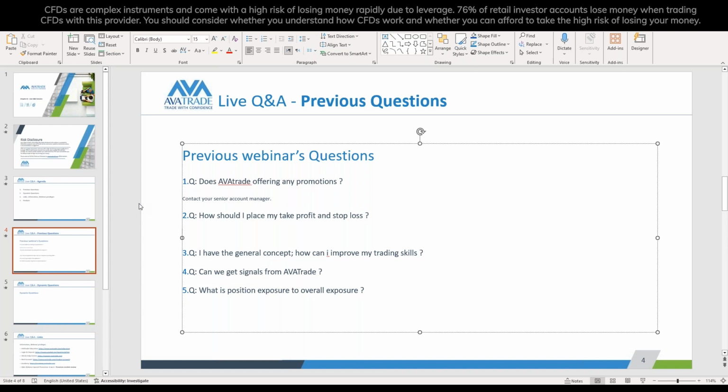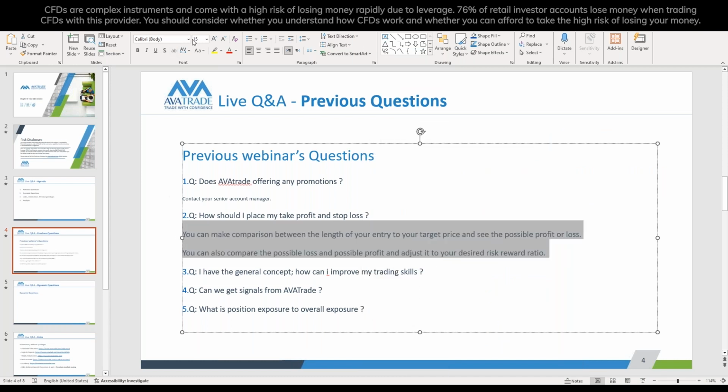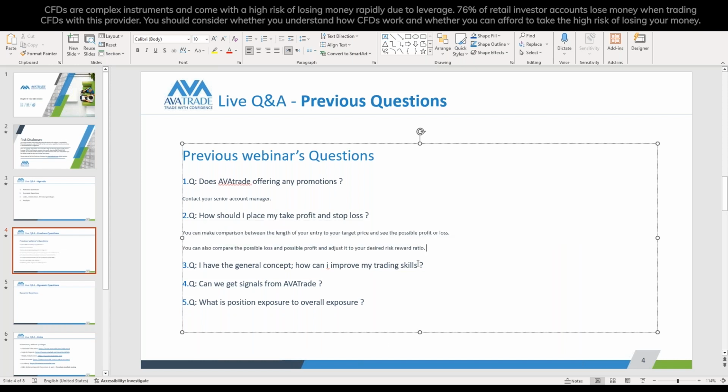So how should I place my take profit? You can make a comparison between the length of your entry to your target price and see the possible profit or loss. You can also compare the possible loss and possible profit and adjust it to your desired risk reward ratio. And as I showed, all you have to do is reduce or increase your lot size, and then you can see the results on the platform.